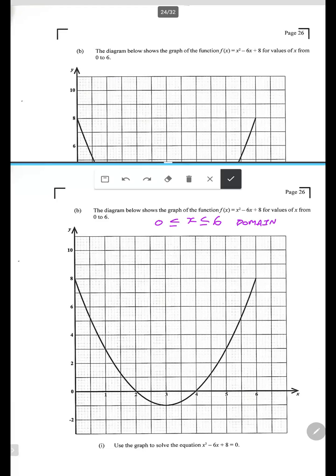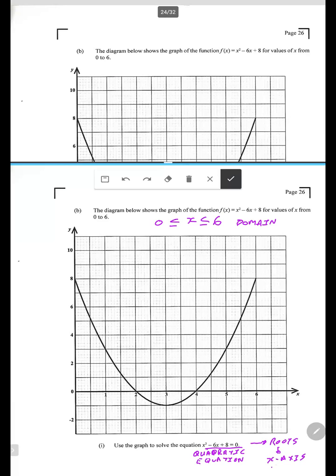What the question says? Use a graph to solve the equation. So this equals 0 for solving. This equation leads to the roots. You solve a quadratic equation. This is called a quadratic equation. When you solve a quadratic equation, you find the roots. What are the roots? The roots are the x-axis intercept.